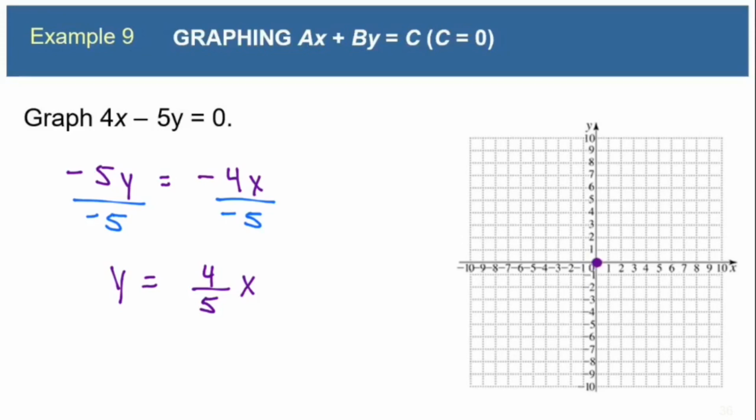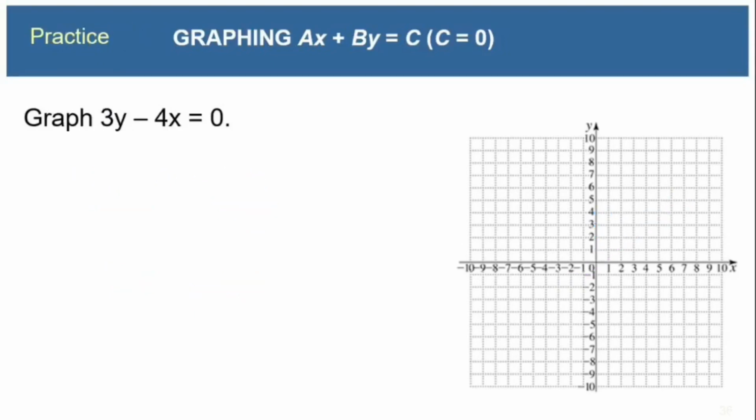So to graph this, I put a dot at the origin and then use the slope as rise over run. So rise 4, run 5, put a dot there, and connect the dots with a straight line. And that's how that works. Let's do one more like that. And this will be our last example together for this section.